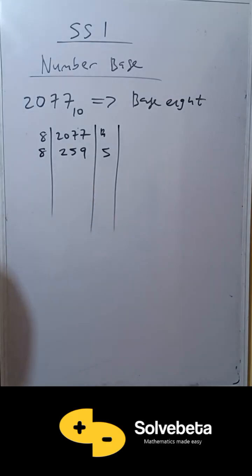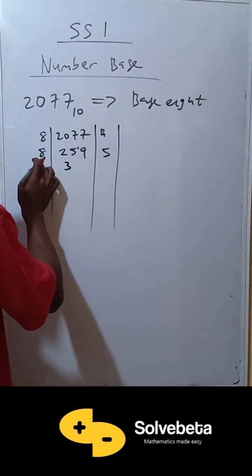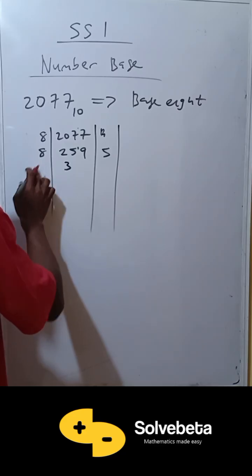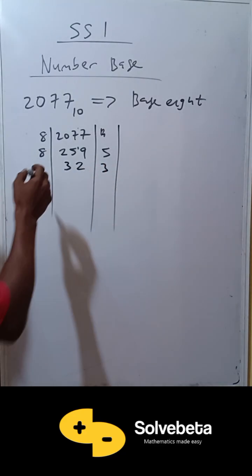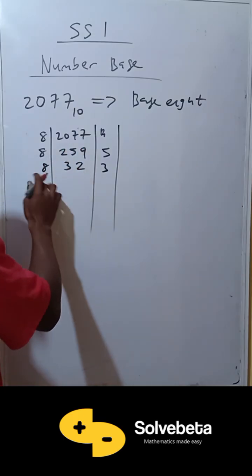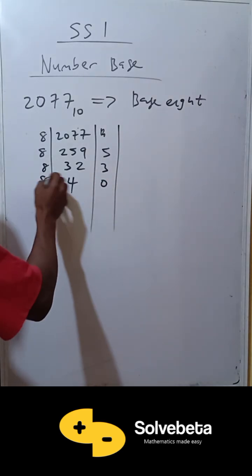Now let's divide by 8. You keep on dividing by 8. 25 divided by 8, that's 3, 24, remainder 1. 19 divided by 8, that should be 2, 16, remainder 3. So let's divide this by 8. 32 divided by 8, that's 4, remainder 0. There's no remainder. So 4 divided by 8 now.